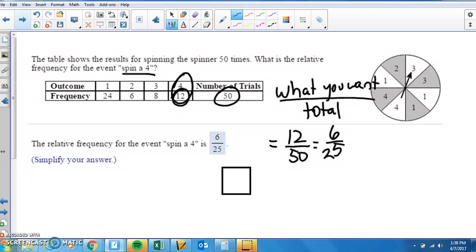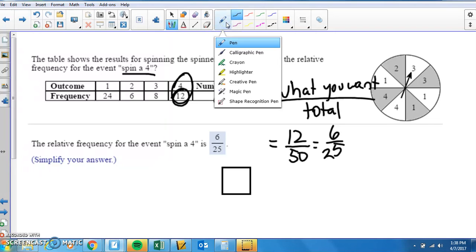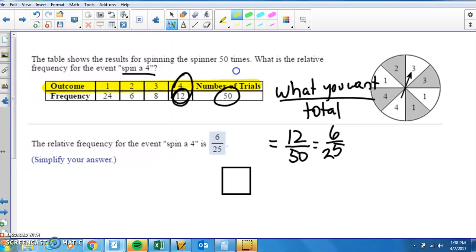So our top number is what we're trying to get, the number that represents what we're trying to get. The bottom number is the total number. So we get 12 out of 50, and then that simplifies to 6/25. And I do want you to copy some things down here. I want you to copy this table down, and I want you to copy this part down. Okay? And our probability is to spin for a 4.